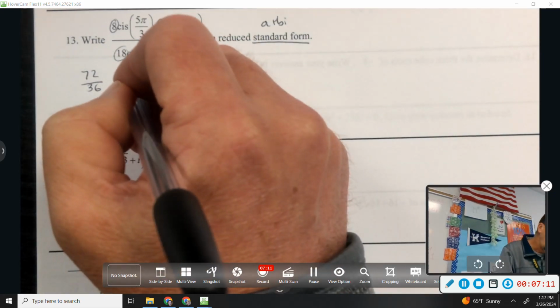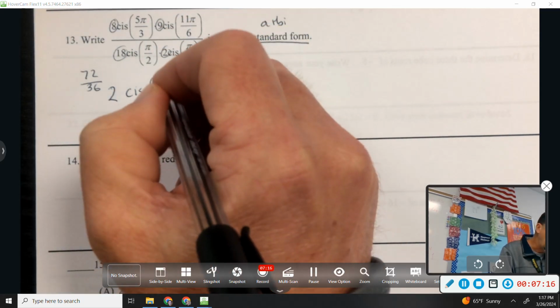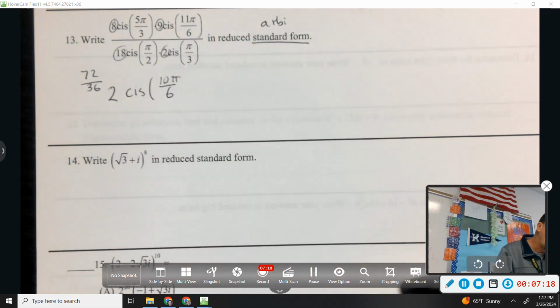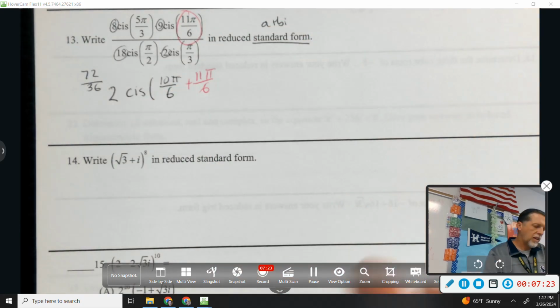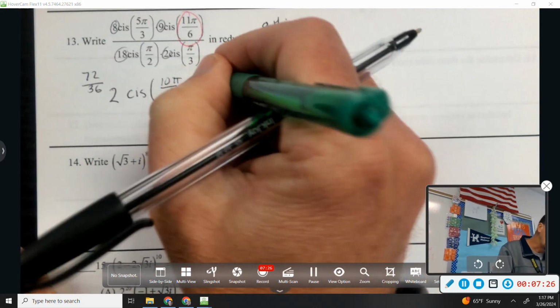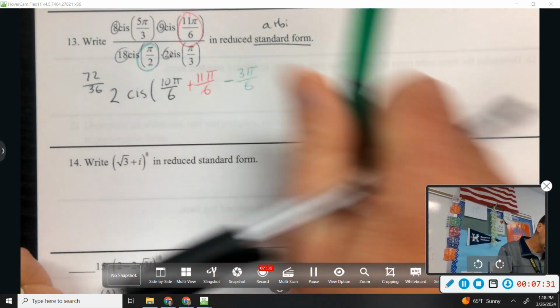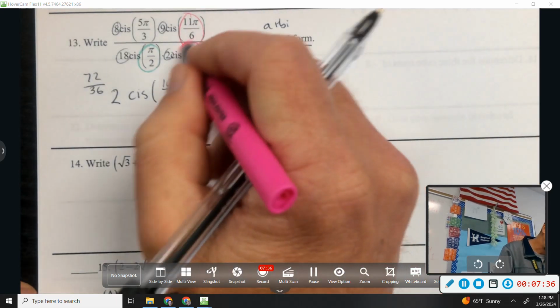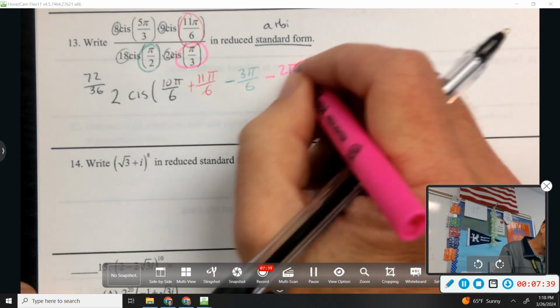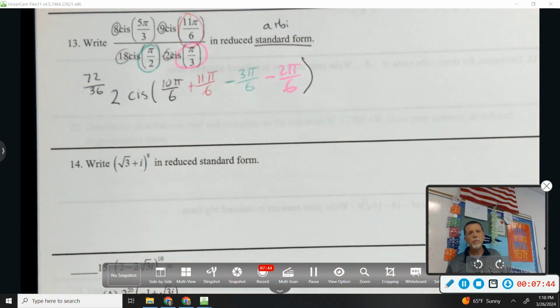Let's see here. I'm going to go ahead and make everybody a 6. So 10 pi over 6 plus 11 pi over 6 minus, because we're in the bottom now, minus 3 pi over 6, minus pi over 3 would be 2 pi over 6. So the two top angles are positive, the two bottom angles are negative.